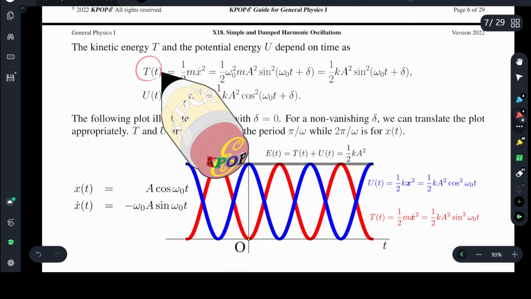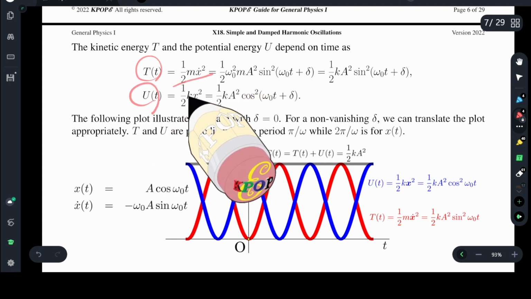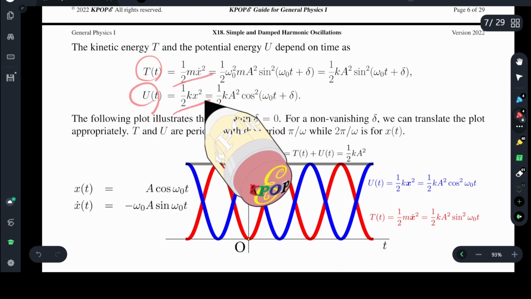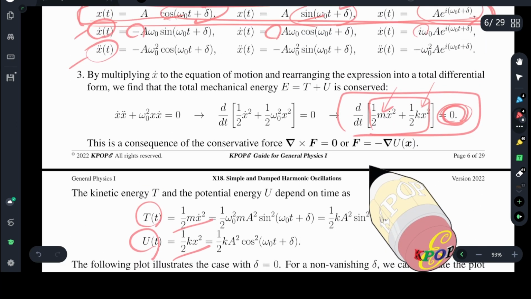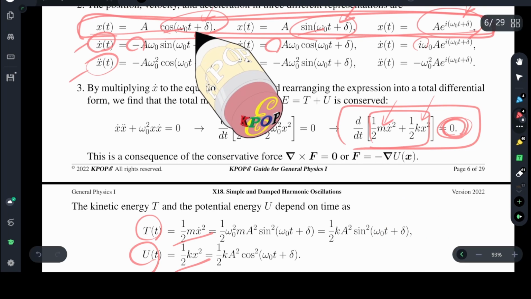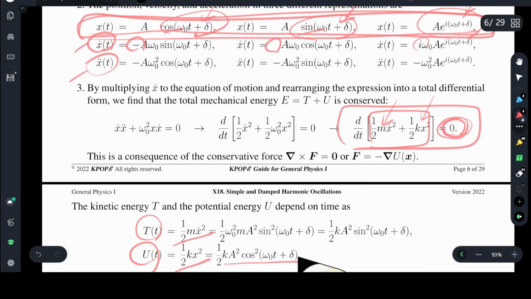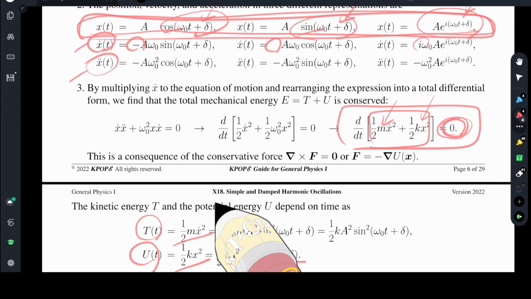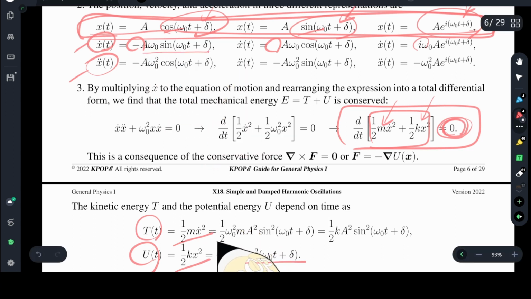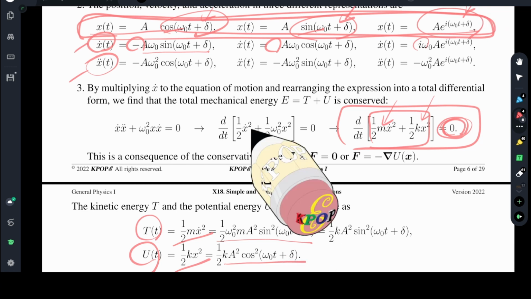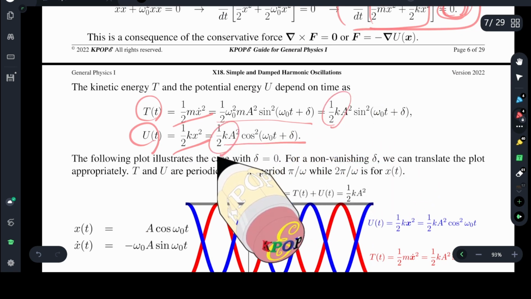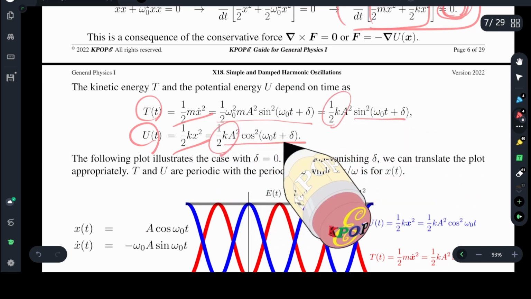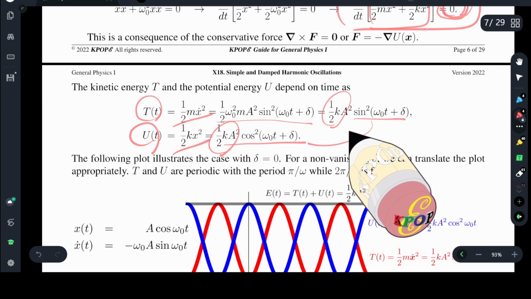So kinetic energy and potential energy can be computed by 1/2 mv² and 1/2 kx², using the solution for cosine, for example. I can compute the potential energy, and using this velocity, I can compute the kinetic energy. We can find the magnitude is the same. The sum of these is exactly 1, sine squared plus cosine squared.